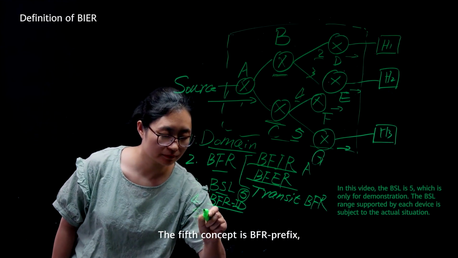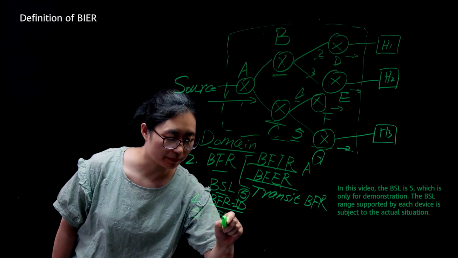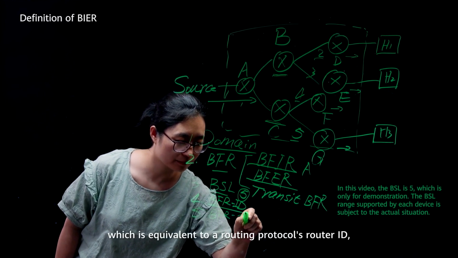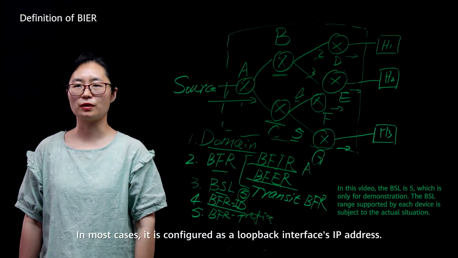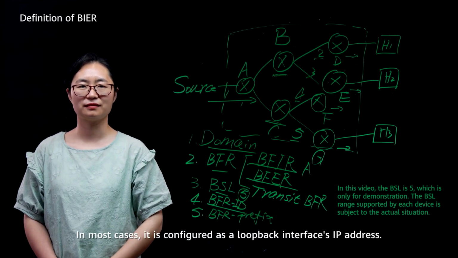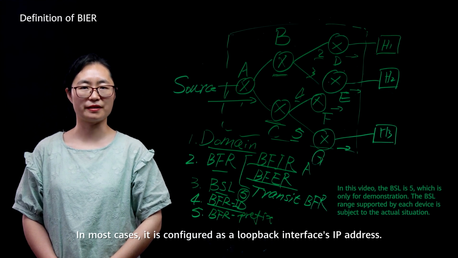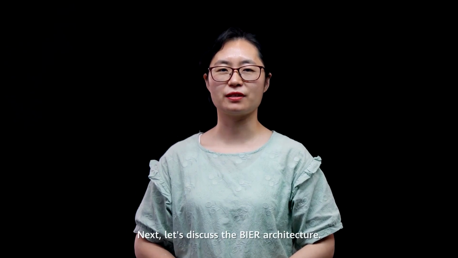The fifth concept is BFR prefix, which is equivalent to a routing protocol's router ID and is used to identify a BIER node. In most cases, it is configured as a loopback interface's IP address. Next, let's discuss the BIER architecture.